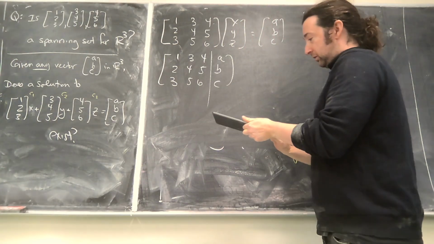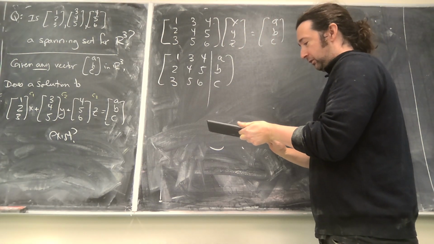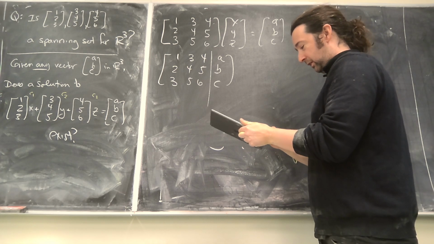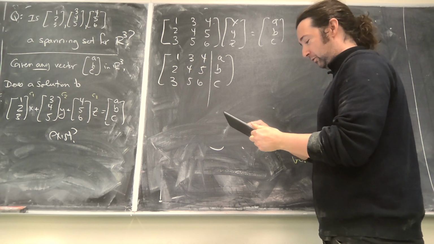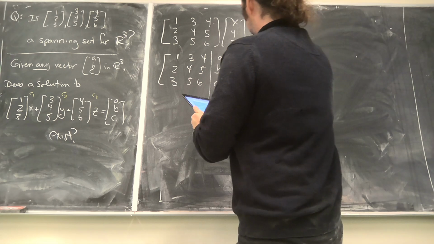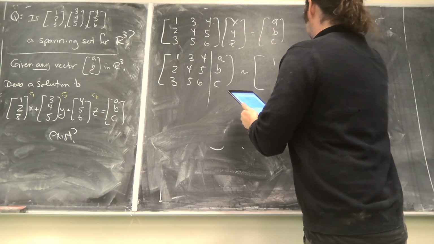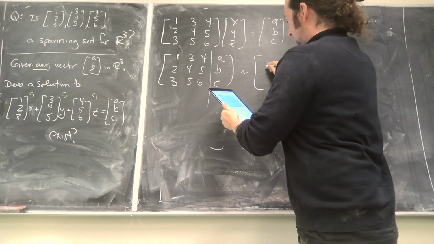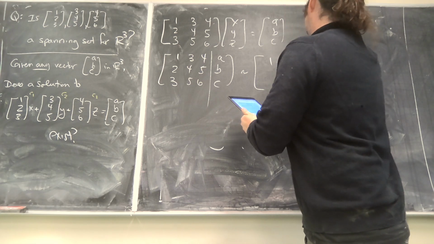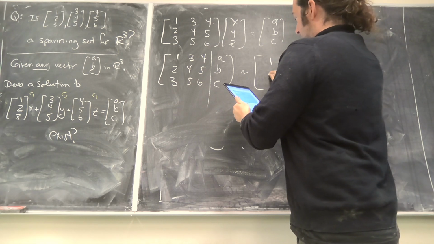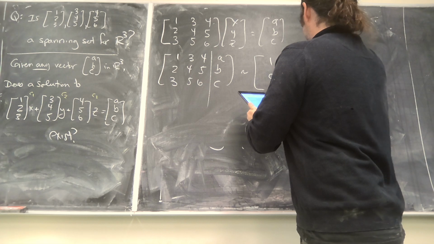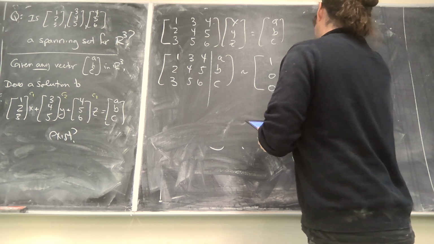You'll never have to do this by hand, although you probably will have to learn how to row reduce abstract matrices. Wolfram Alpha will happily do this for you. This row reduces to 1, 0, minus a half, 0, 0, 1, 3 halves, 0, 0, 0, 0, 1.